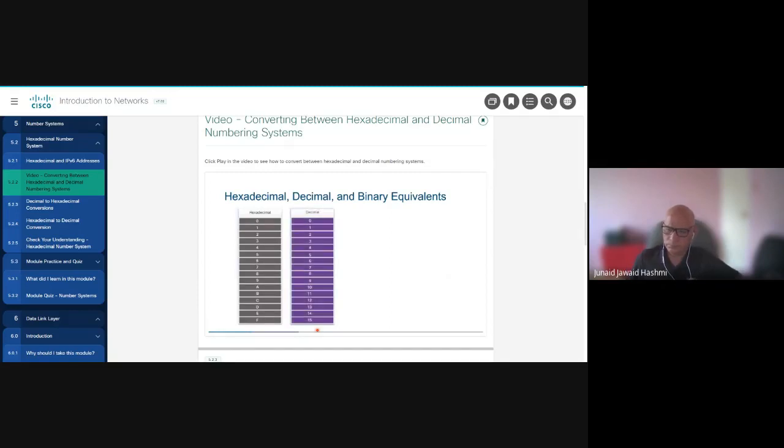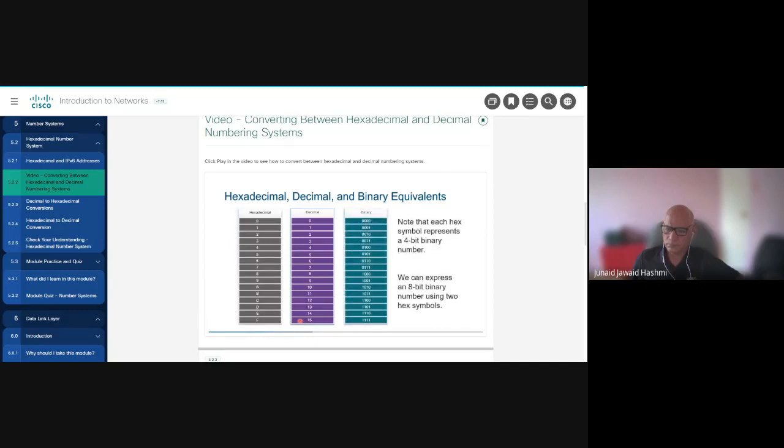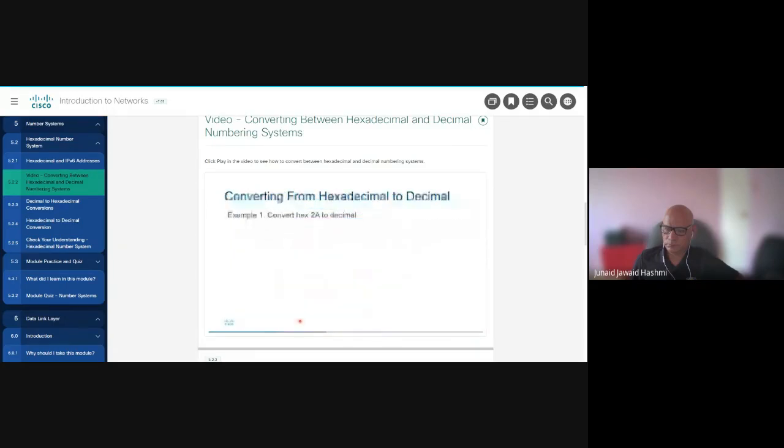Let's look at the decimal and binary equivalents of each hex symbol. These are the decimal equivalents. Note that the hex symbol A is equal to decimal 10, hex B is equal to decimal 11, and so on until we get to hex F, which is equal to decimal 15. Here are the binary equivalents. Note that each hex symbol can be used to represent a 4-bit binary number. Given that 8 bits is a common binary grouping, we can represent an 8-bit binary number using just 2 hex symbols. In this first example, let's look at converting hex 2A to decimal.